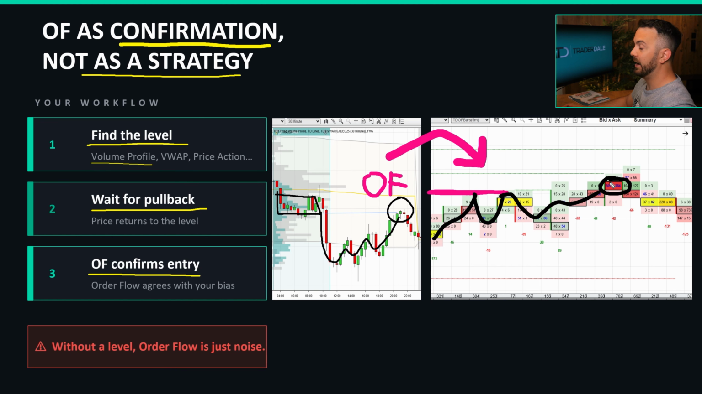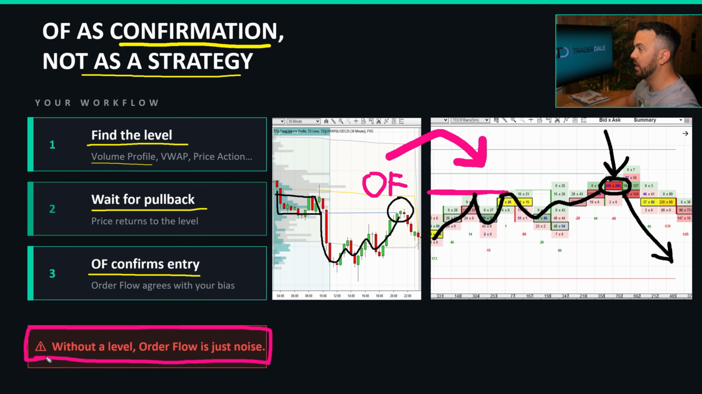It's confirmation by absorption. That's my favorite order flow setup to confirm trade entries. I'll talk more about this a little bit later, but in here I just wanted to show you really briefly how to go about this. Okay, so this is absorption. This is the signal that sellers are jumping in, and that's why when you see this, you pull the trigger. Okay, so this is the confirmation. Important thing, without a level, order flow is just noise, okay? So you really need that strong level around which you trade with order flow.